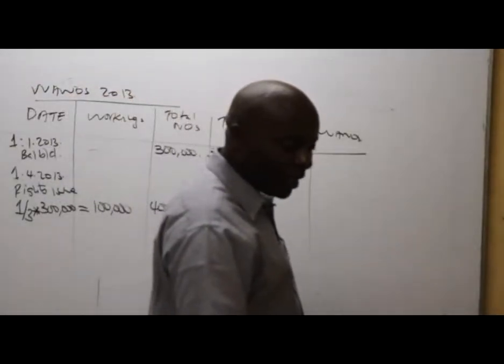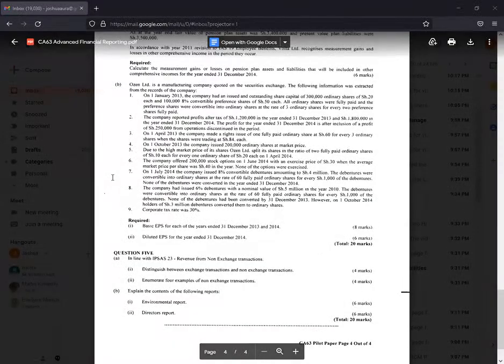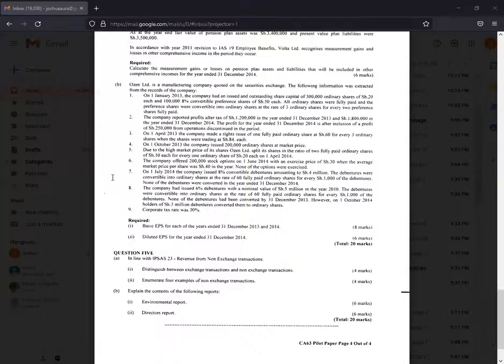Let's see whether we have any other transaction in 2013. On 1st October, look at this. On 1st October 2013, the company issued 200,000 ordinary shares at market price. I love this. It's a 2013 transaction on 1st October.